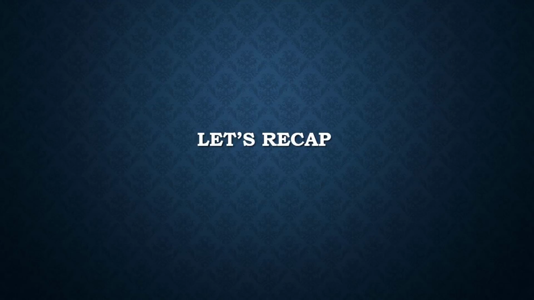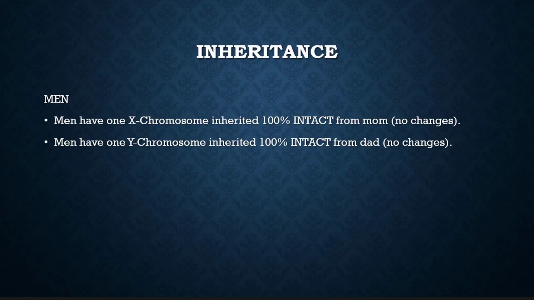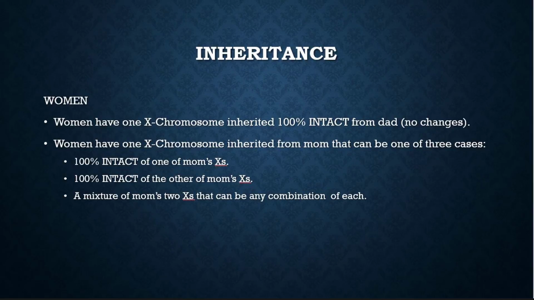So men have 1 X chromosome inherited 100% from mom. Men have 1 Y chromosome inherited from dad. Women have an X inherited 100% intact from dad. And women have an X chromosome that's inherited from mom that can be one of those 3 cases: 100% of 1 X, 100% of another X, or more likely a mixture of the 2, but not a 50-50 mix. Very rarely a 50-50 mix. It's usually something that happens around the ends of them.